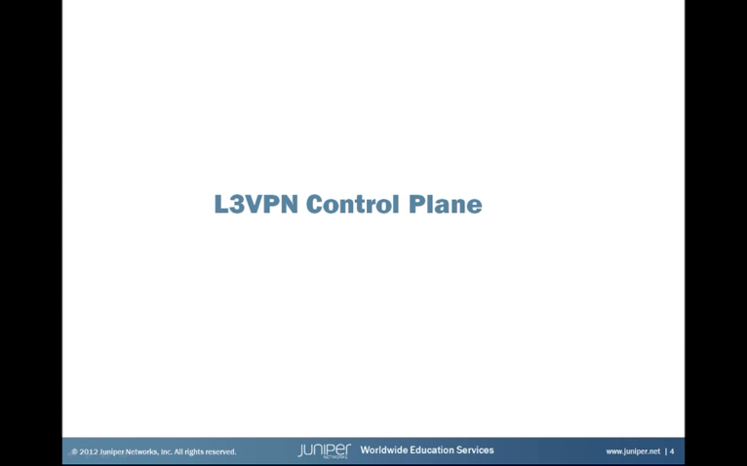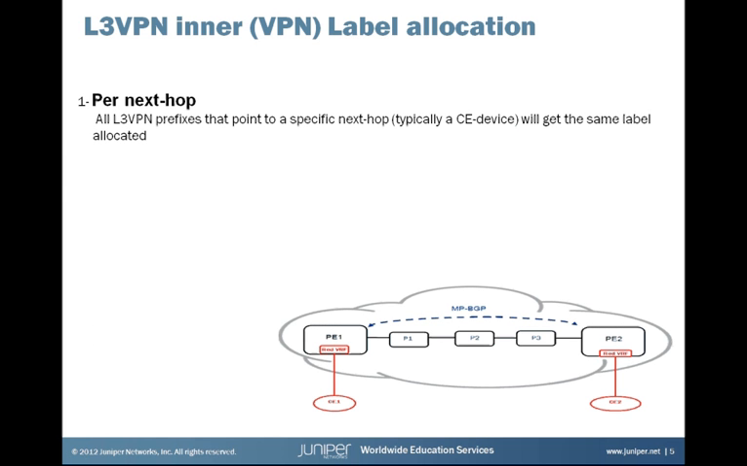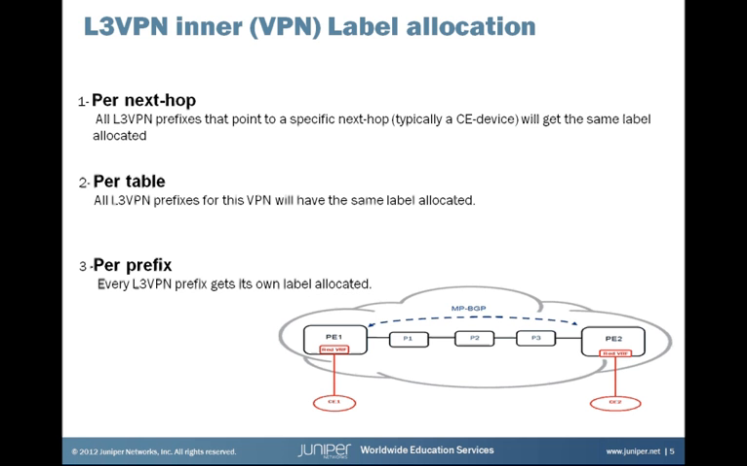Let us explain this starting with a layer 3 VPN control plane. In a layer 3 VPN, the label allocation can be done per next hop, where all layer 3 VPN prefixes that point to a specific next hop, typically a CE device, will get the same label allocated, or per table, where all the layer 3 VPN prefixes for this VPN will have the same label allocated, or per prefix, where every layer 3 VPN prefix gets its own label allocated.